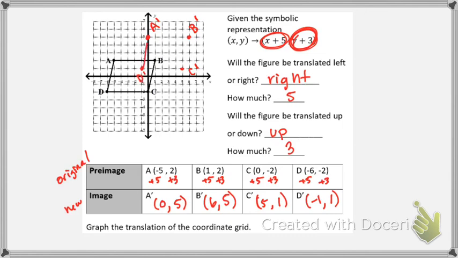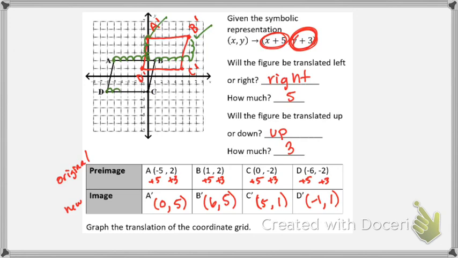Let's go ahead and connect them. Okay, we didn't change the shape. We didn't change the size of the shape. We just changed the location, right? And so just to make sure, we should have gone right 5 and up 3. So from A, I'm just going to check it. 1, 2, 3, 4, 5, and 1, 2, 3. That's good. 1, 2, 3, 4, 5, 1, 2, 3. B prime is good.